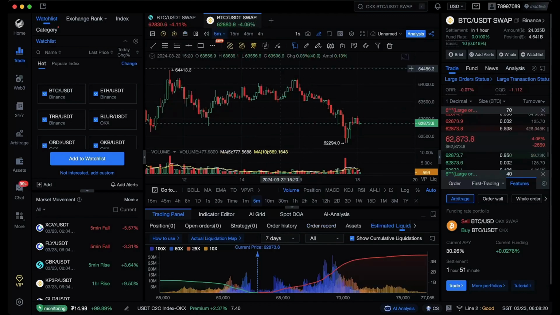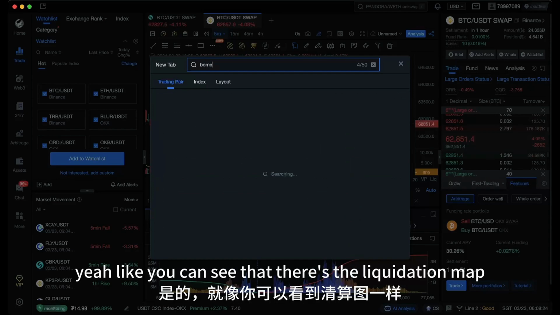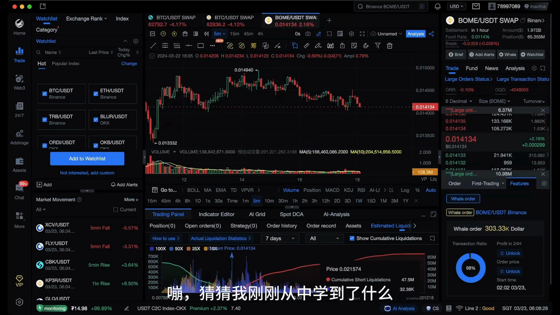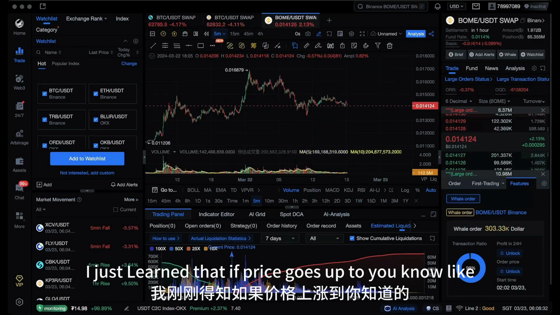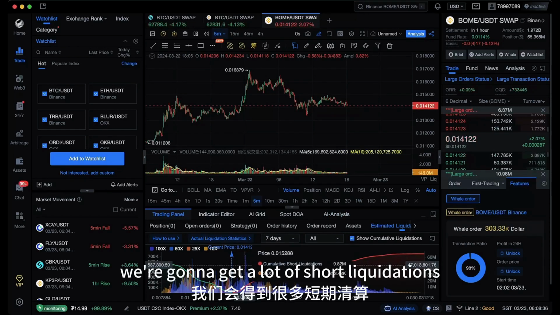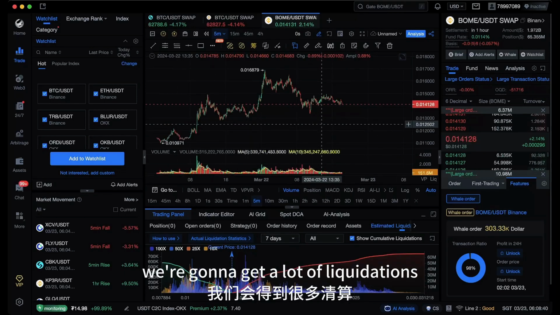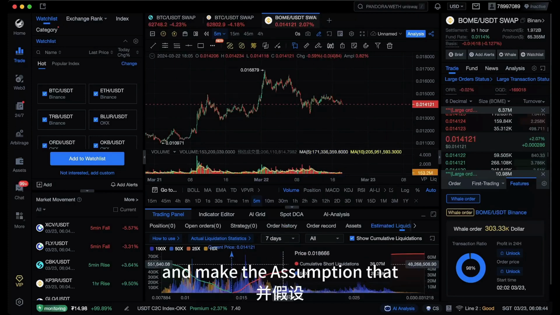I could look this up for really any pair. I could hit plus. We could go to any pair, like let's say BOEM. That's kind of been trending. If I go to BOEM right here, you can see that there's the liquidation map, and boom. Guess what I just learned from this? I just learned that if price goes up to, what is that price, 153, we're going to get a lot of short liquidations. So if price goes a little bit above that high, we're going to get a lot of liquidations.